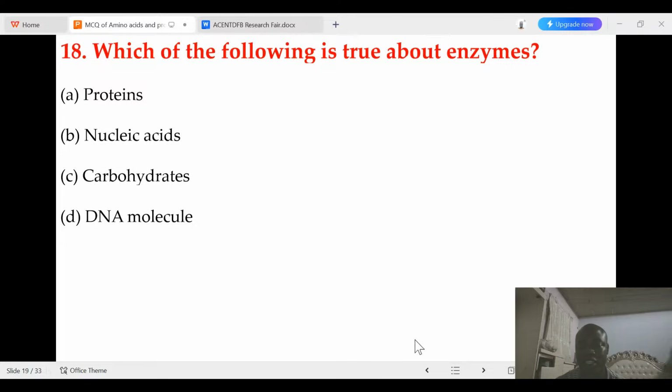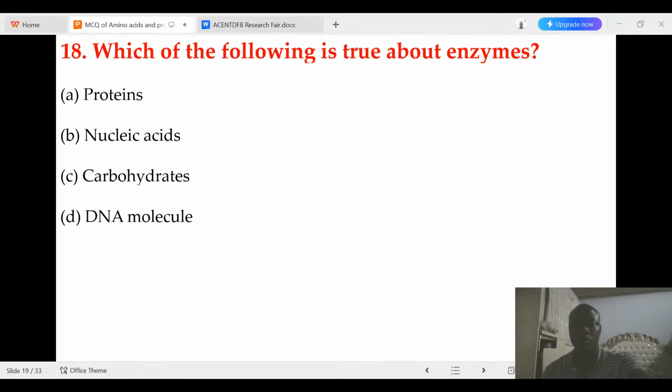Garba says 18 is A. Jamal also said A. Rachel also said question 18 is A. And then Zainab Sagir says question 18 is D. Then Rachel says A. Ismail says 18 is A. So the answer is A. Enzymes are proteinous in nature, although some are nucleic acid in nature, but 99.9% of enzymes are proteins.